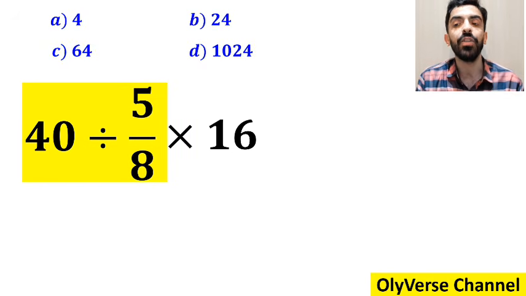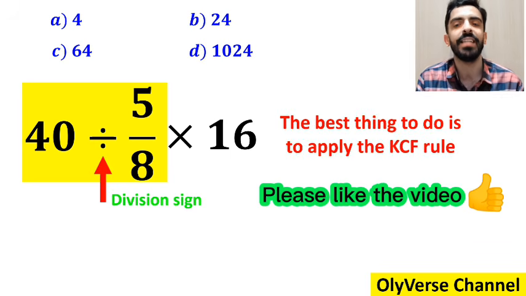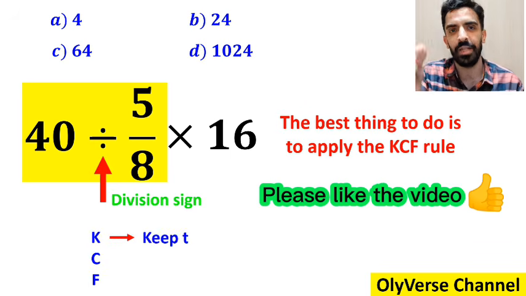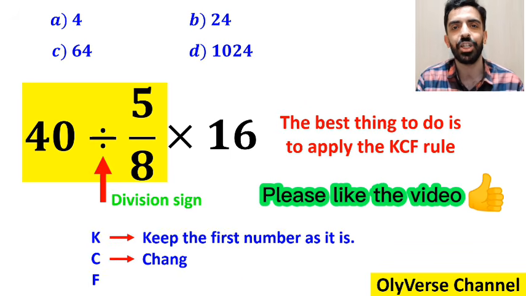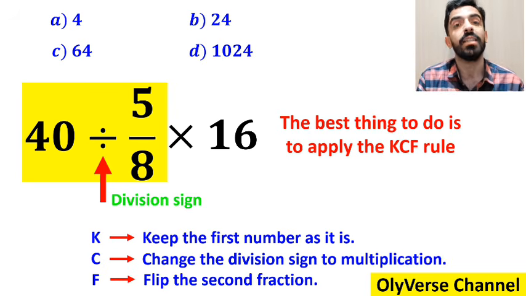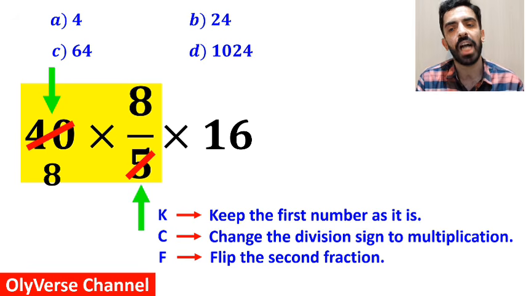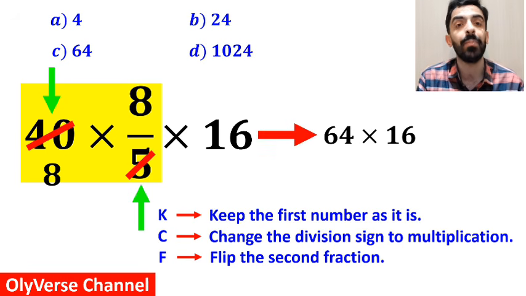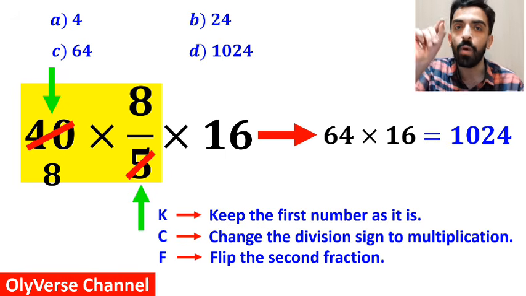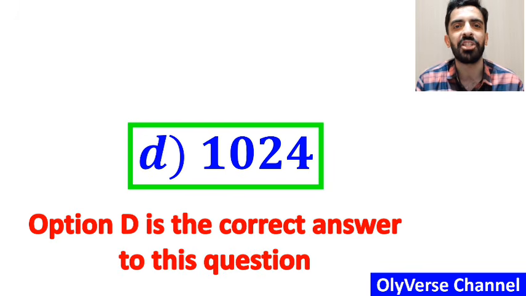So, first we start with the expression 40 divided by 5 over 8. Whenever we come across a division sign between two terms, the best thing to do is to apply the KCF rule. In this rule, K stands for keep the first number as it is, C stands for change the division sign to multiplication, and F stands for flip the second fraction. So, we remove the highlighted part and replace it with 40 multiplied by 8 over 5. Now, the number 40 cancels out with the 5 in the denominator and this expression simplifies to 64 multiplied by 16, which finally gives us the answer 1024. That's great. Option D is the correct answer to this question.